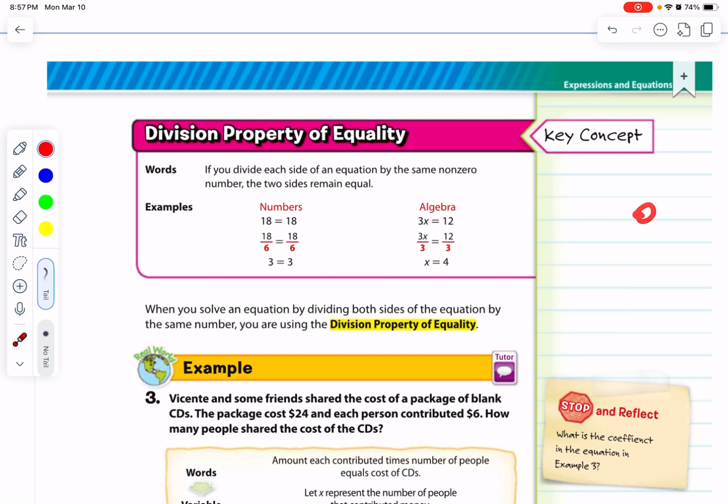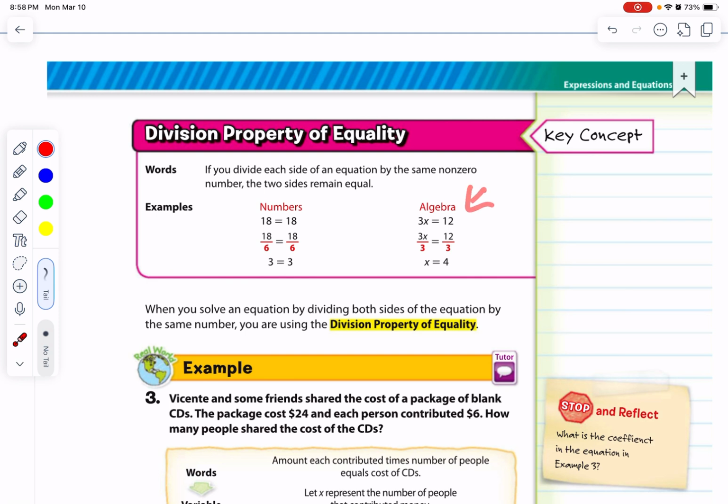Okay, and we see here, 18 equals 18, right? If we divide the 18 by 6 on both sides, we end up with 3 equals 3. So we can see in that example that as long as we divide the same number by the same number on both sides of the equal sign, we're okay. Very similar to when we have a fraction and we divide or multiply numerator and denominator by the same number.